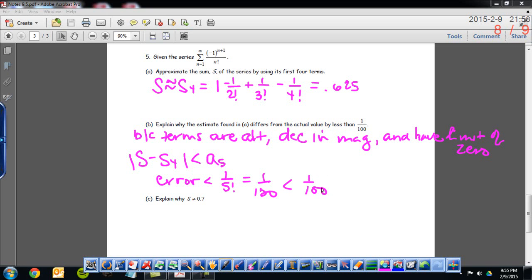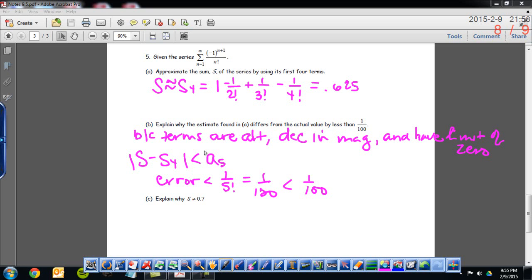You've got to write out, because the terms are alternating, decreasing in magnitude, and have a limit of 0, then our notation for error, which is s minus s sub 4 in this case, is going to be less than your first neglected term, which is a sub 5 in this case. And then you can go on to use more general language that your error is going to be less than 1 over 5 factorial. And remember that the first neglected term is really the absolute value of that first neglected term. I don't think you necessarily have to write that, but error is always positive.